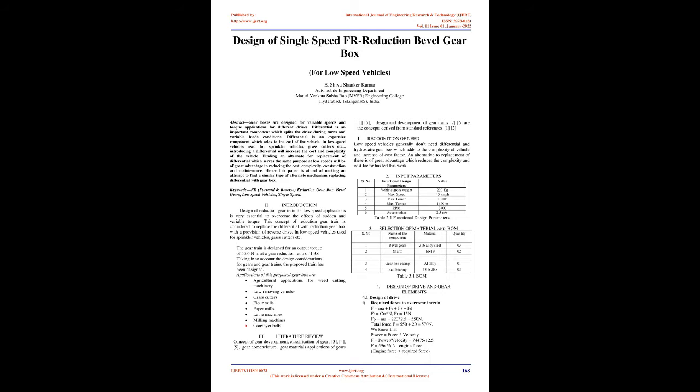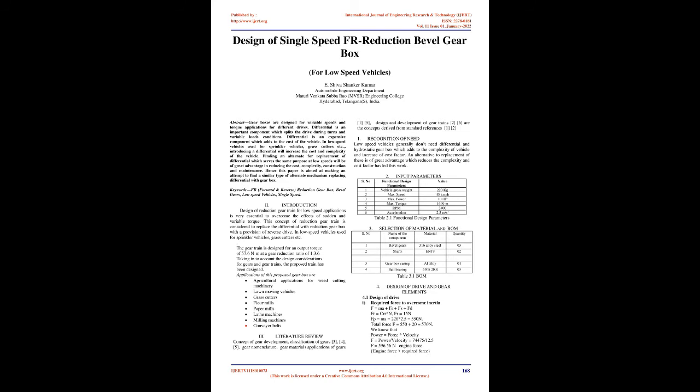2. Introduction. Design of reduction gear train for low-speed applications is very essential to overcome the effects of sudden and variable torque. This concept of reduction gear train is considered to replace the differential with a reduction gearbox with a provision of reverse drive. In low-speed vehicles used for sprinklers, grass cutters etc., the gear train is designed for an output torque of 57.6 Nm at a gear reduction ratio of 1:3.6. Taking into account the design considerations for gears and gear trains, the proposed train has been designed.